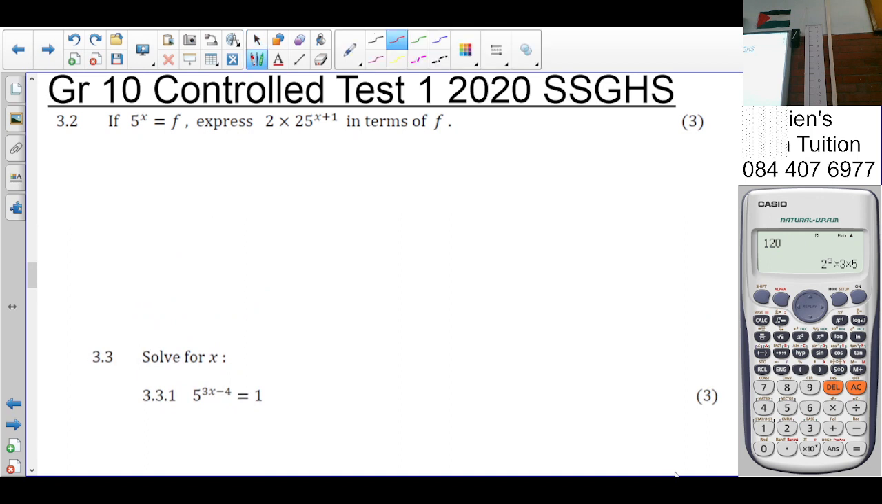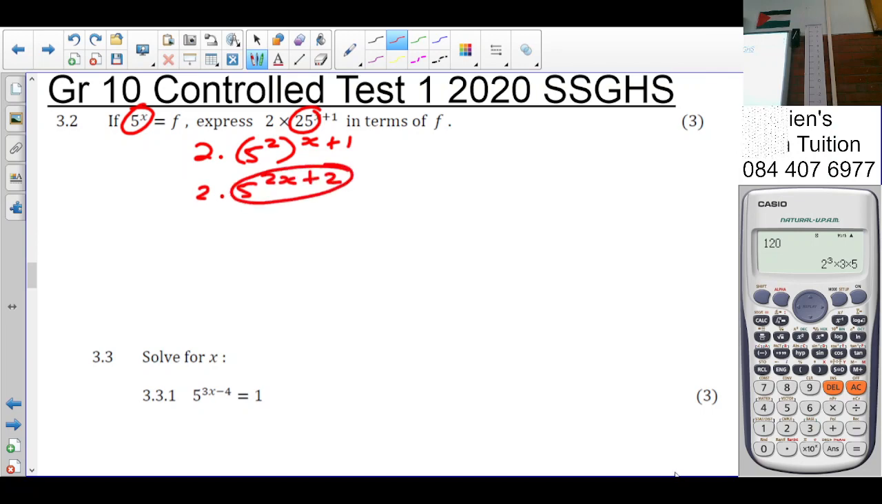People, if 5 to the x is f, express that in terms of f. So my idea is to write 5 to the exponent x like that. Okay, so what I do is, I say 2 times 25 can be written as 5 squared, raised to the x plus 1. To get rid of the bracket is 2 times 5 to the 2x plus 2. I'm going to break that up. Becomes 2 times 5 to the 2x times 5 squared. We're going to write that as 5 to the x raised to the power 2 times 25.